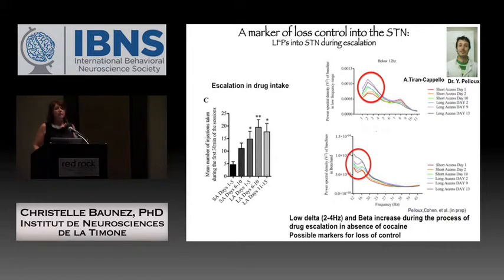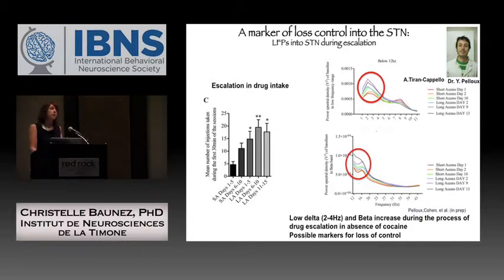And when we record the activity of STN during the start of the session, so they don't get access to the drug yet, we just record the basal activity, then we saw progressively over the course of the escalation, the different steps. So during short access session and then progressively the long access session, we saw increased oscillatory activity in the STN, in the low delta frequencies and in the beta, illustrated here. And that follows really the process of drug escalation in absence of cocaine. So we suggest there are possible markers for loss of control.